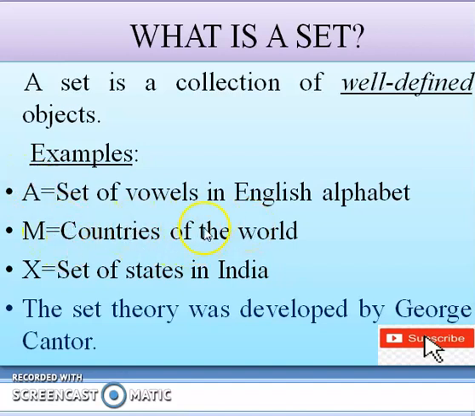Similarly, countries of the world, we know how many countries there are in the world. So they are categorized in a set M. Similarly, the set of states in India, these are categorized under set X. Now, this set theory was developed by George Cantor.